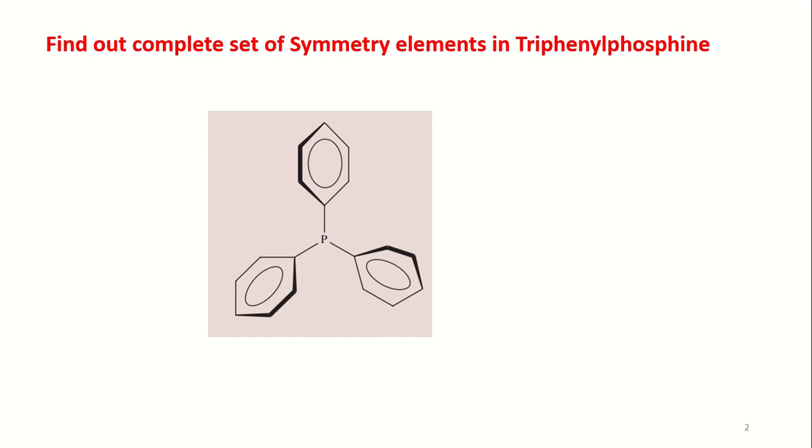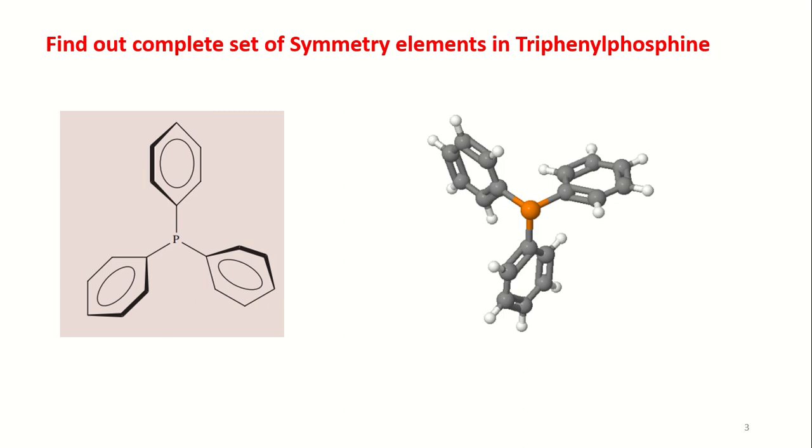While there was no inversion center, and there was no improper rotation, and there was nothing about the plane of symmetry in triphenylphosphine. How can we say there is no improper rotation and plane of symmetry? We have to further investigate the correct structure of triphenylphosphine, and we should observe the structure in a three-dimensional way for the better construction of the multiplication table for triphenylphosphine.